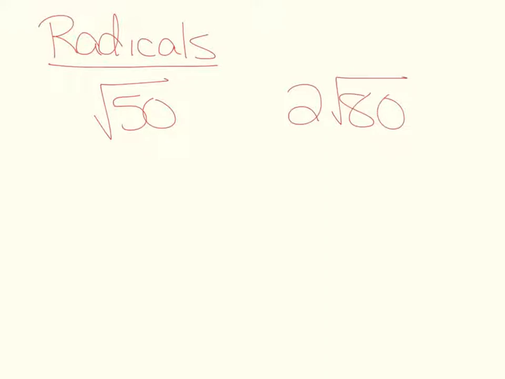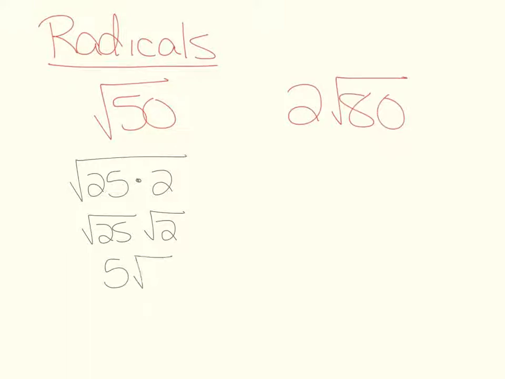So the square root of 50, what perfect square divides 50? 25 does, and it's 25 times 2. Now, there's actually a split here that we won't always show, but this is the square root of 25 times the square root of 2. You can split that up. The square root of 25 is 5. The square root of 2 is irrational. It stays under the radical.